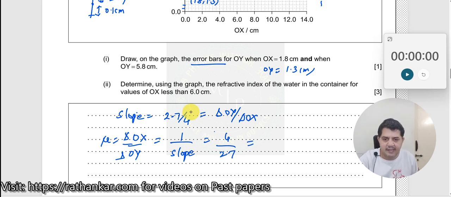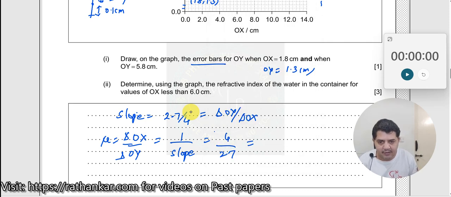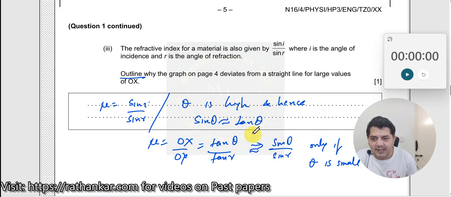So let us use our calculator to find out what that value is. 4 divided by 2.7 comes out to be 1.48. So I got the answer as 1.48. Now you see, this is 6.0, this is 2.7 and so on. So I can approximate this and write it as 1.5. So I got the refractive index of water to be 1.5. Do you think it's correct? No, it's not correct, right? Because you know the refractive index of water is 1.33. Okay, let us proceed further.